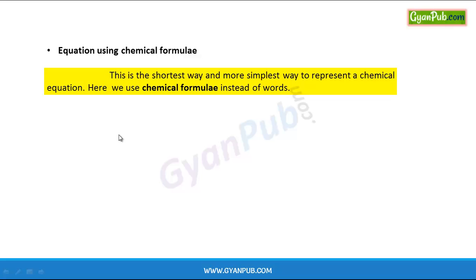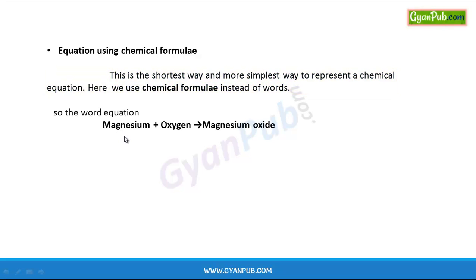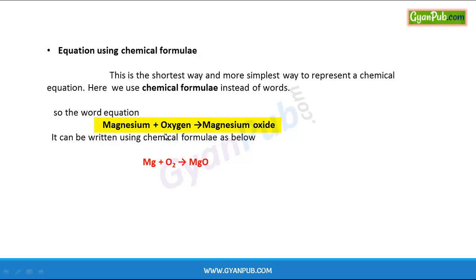So the word equation of magnesium plus oxygen giving rise to magnesium oxide can be written using chemical formulae as Mg plus O2 gives rise to MgO. The chemical formula of magnesium is Mg, the chemical formula of oxygen is O2, and the chemical formula of magnesium oxide is MgO. Involving all these formulae in the equation, we get the description of the reaction of magnesium burnt in oxygen, that is, magnesium plus oxygen gives rise to magnesium oxide.